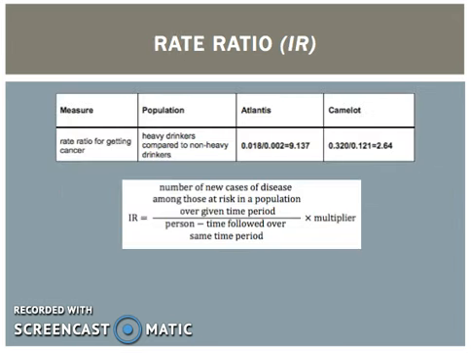Rate ratio, which is also incidence ratio. You can see here is the number of new cases of disease among those at risk in population over a given time period. This whole value is over person time followed over the same time period times a multiplier. In the city of Atlantis, we have 0.018 over 0.002, which equals 9.13 per 1,000 person years.